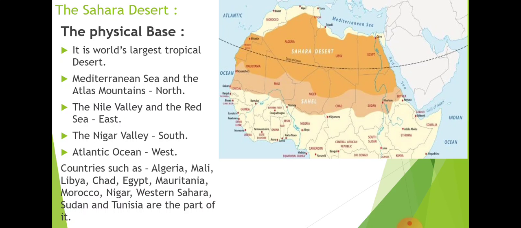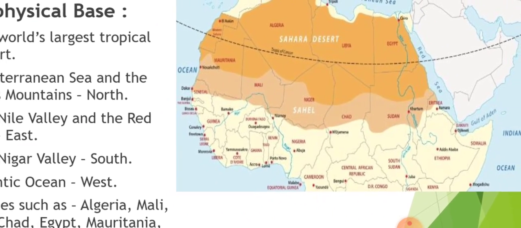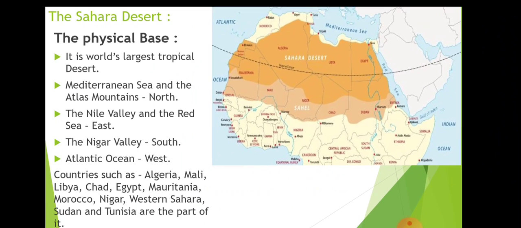In the west side the Atlantic Ocean lies. The Sahara is covered by countries such as Algeria, Mali, Libya, Chad, Egypt, Mauritania, Morocco, Niger, Western Sahara, Sudan, Tunisia. Now you can see some of the countries like Niger, Chad, Sudan, Mali, Mauritania, Egypt, Libya. These are some of the countries which cover the Sahara Desert. Now you can see the darkest yellow part that shows the Sahara Desert area.